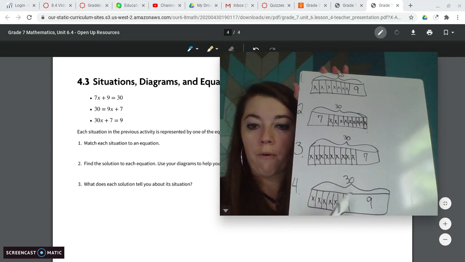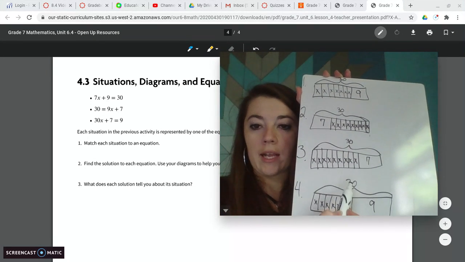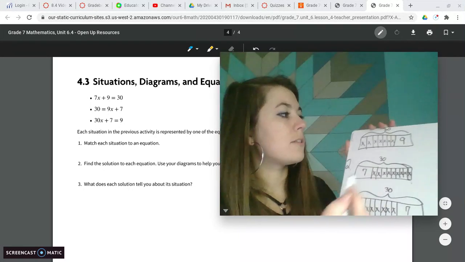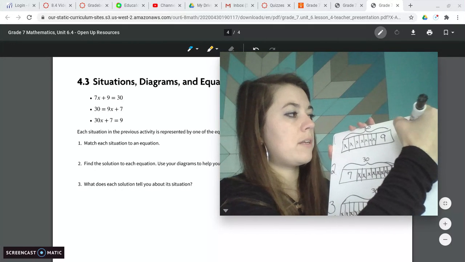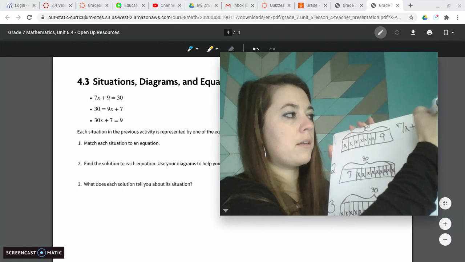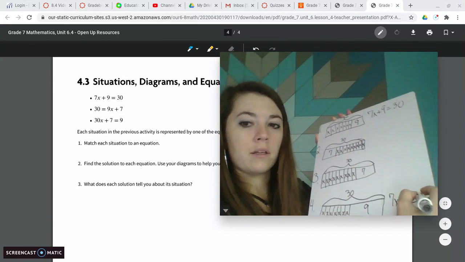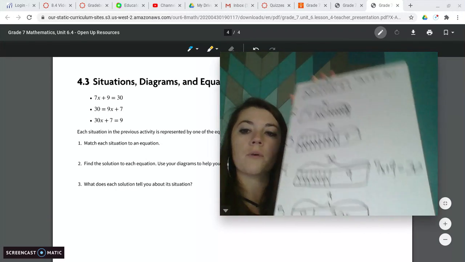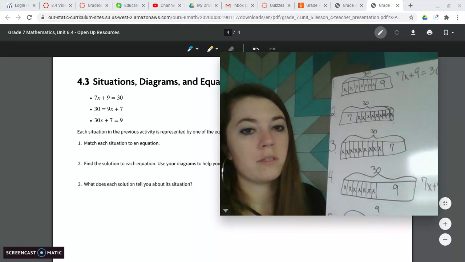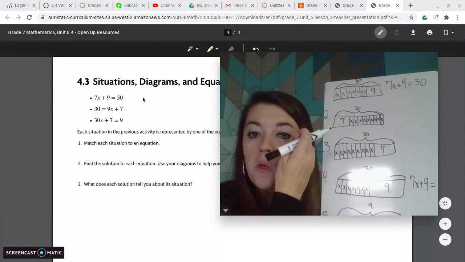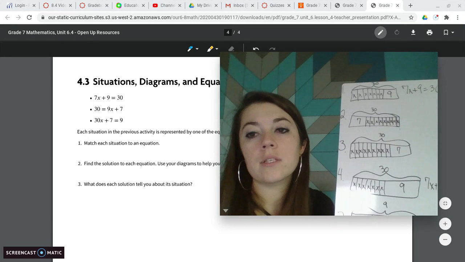Well, situation 4 has 7 x's and a 9 and it equals 30. And situation 1 has it too. So 7x plus 9 equals 30. So I'm just going to write the equations on here. You guys can just put situation 1, situation 2 next to the equations when you do this.